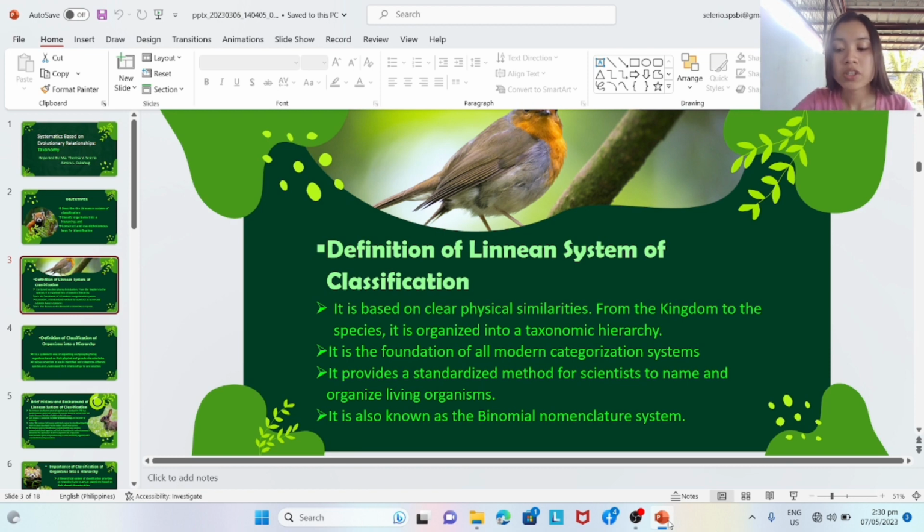The linear system is considered the foundation of all modern categorization systems and is commonly known for its use of binomial nomenclature, where each species is assigned a unique two-part Latinized name. An example is Homo sapiens for human. This system enables scientists worldwide to communicate and study organisms using a common language.